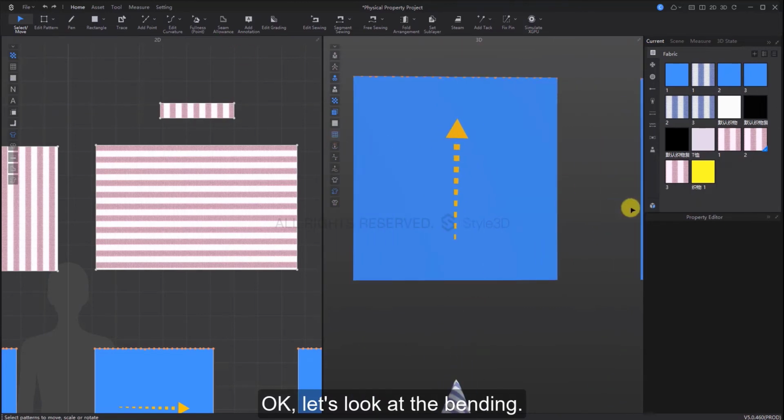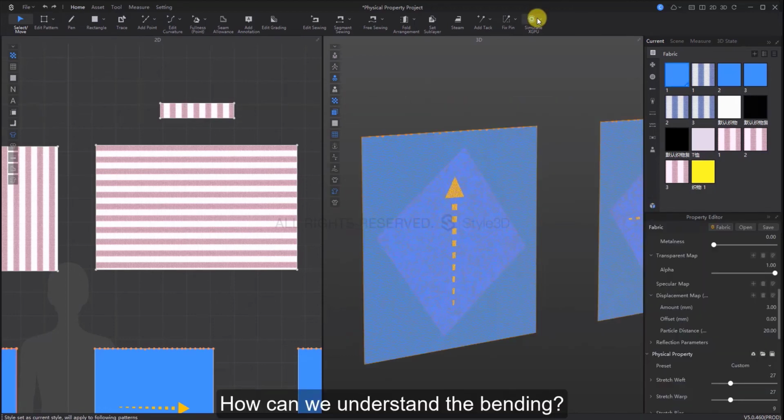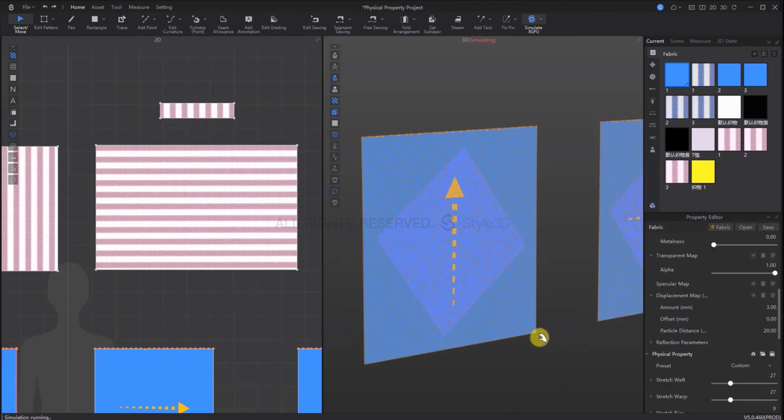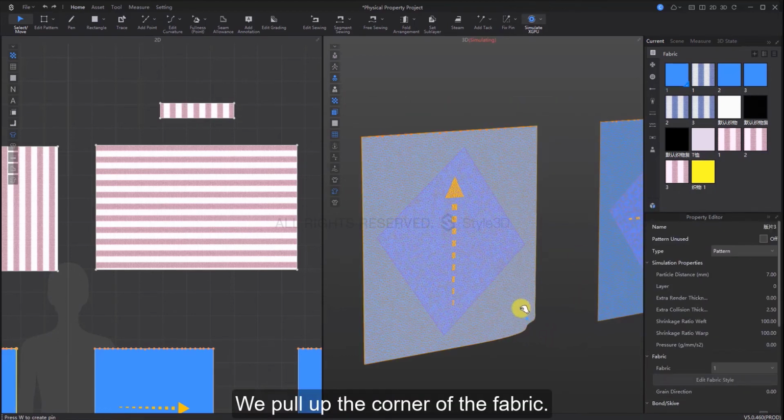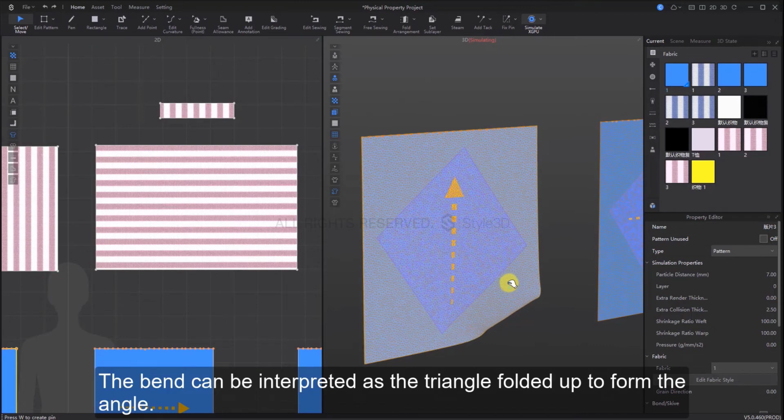Okay, let's look at the bending. Let's go back to the triangle. How can we understand the bending? We pull up the corner of the fabric. You can see that the fabric is folded along the edge of the triangle. The bend can be interpreted as the triangle folded up to form the angle.